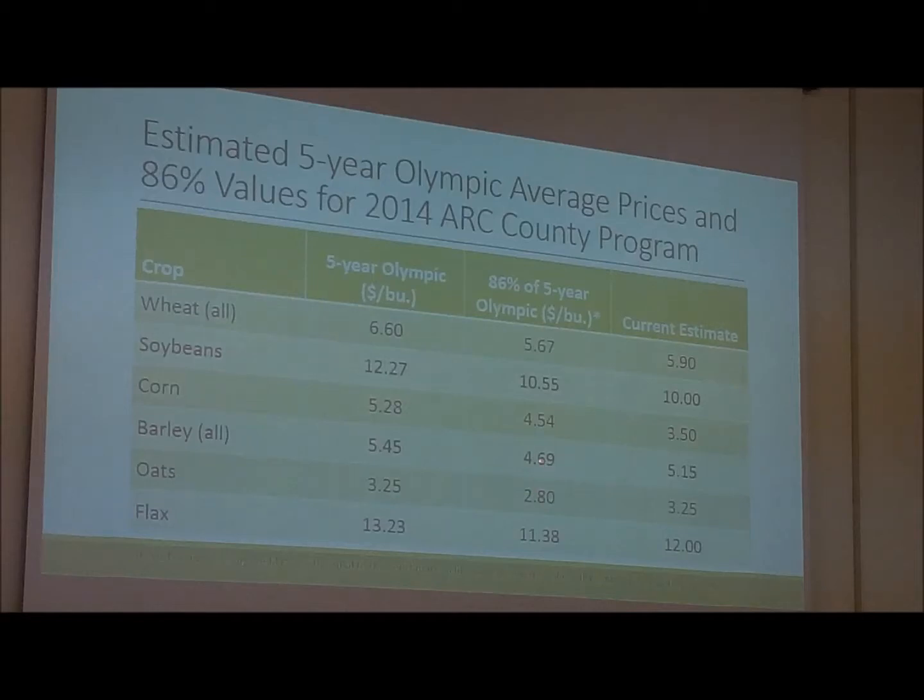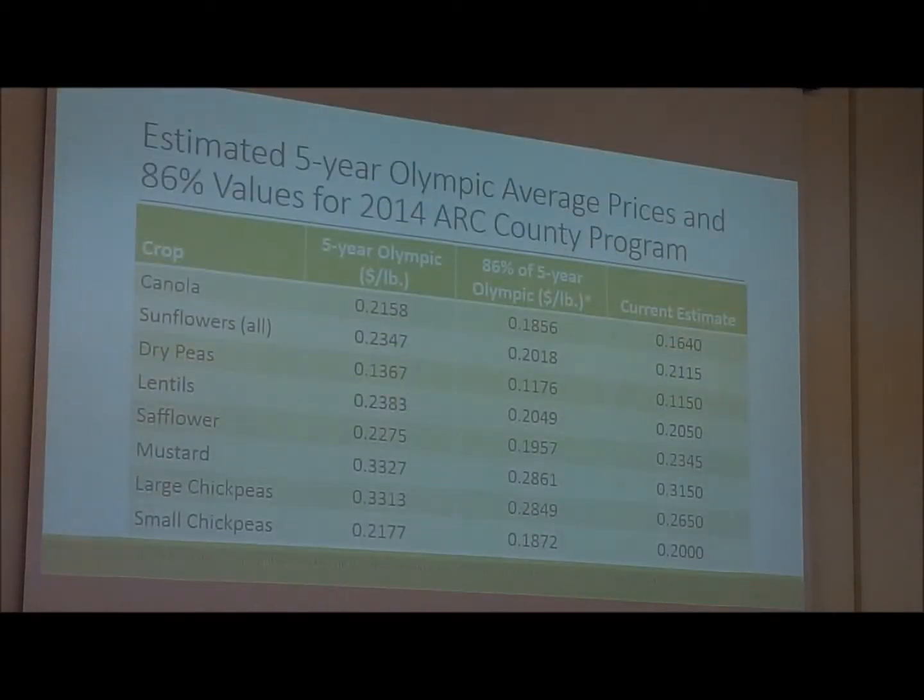Barley, probably not. $4.69 if we have an average yield. $5.15 is what USDA is projecting for this year. Oats is well above the $2.80. Flax is getting close, but it's still projected to be above that point, which will trigger a payment with an average yield. These are the crops in hundredweight or pounds. Canola, $16.40, it will trigger a payment at $18.56 with an average yield.